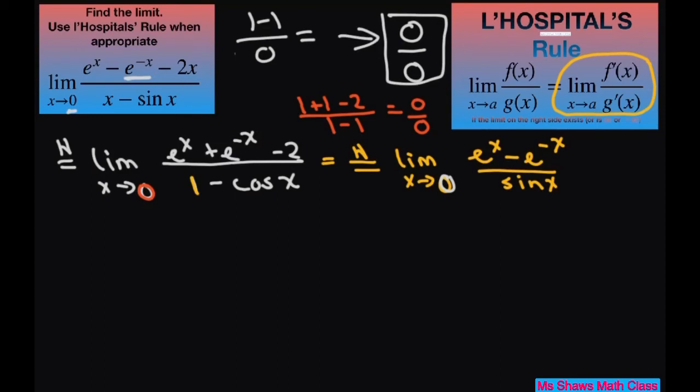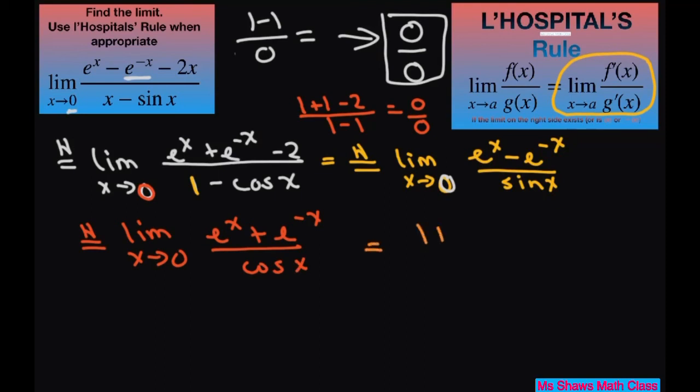So let's try one more time and apply L'Hopital's rule to the limit as x approaches 0. When you differentiate the numerator, you're going to get e to the x plus e to the negative x. And the derivative of sine of x is cosine of x. Now when you apply the limit to this, you're going to get 1 plus 1. And cosine of 0 is 1. So this is going to be equal to 2. And that is your limit as x approaches 0.